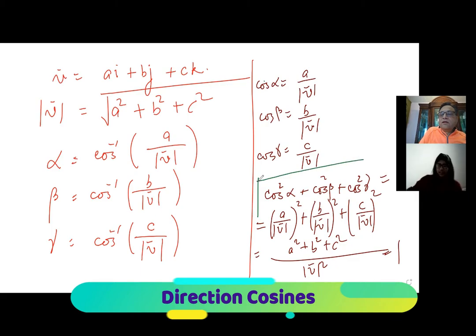Can I just write that down quickly? So cos squared alpha plus cos squared beta plus cos squared gamma.